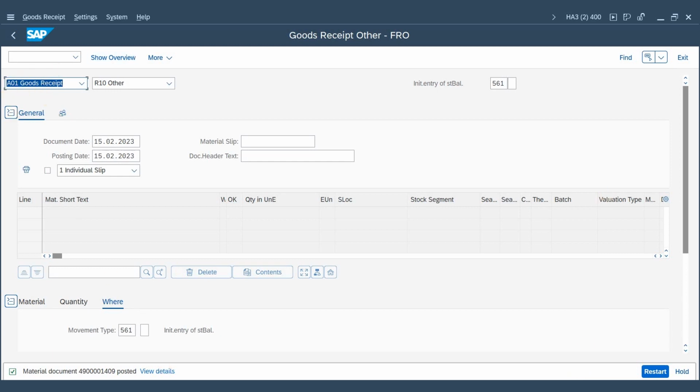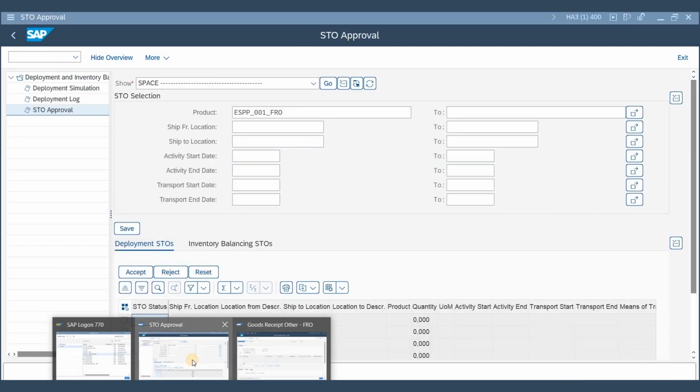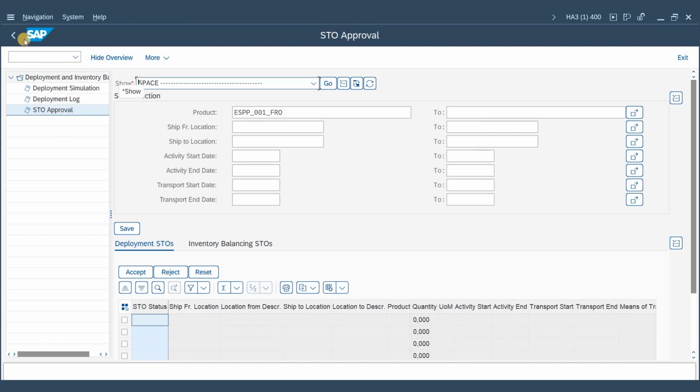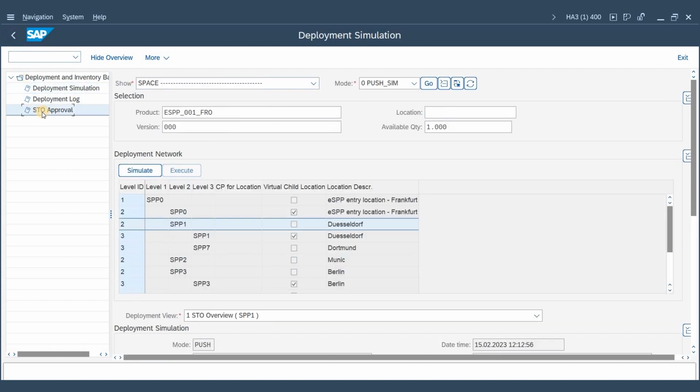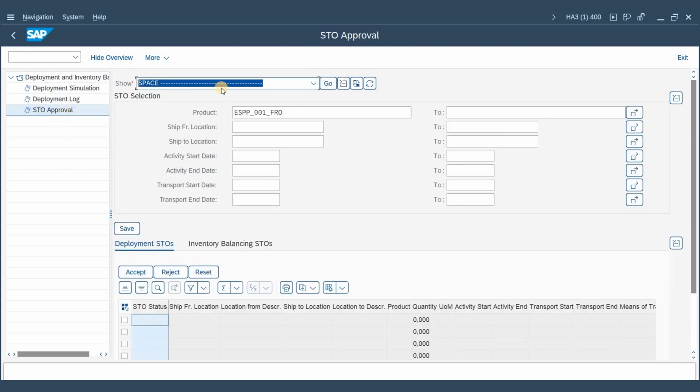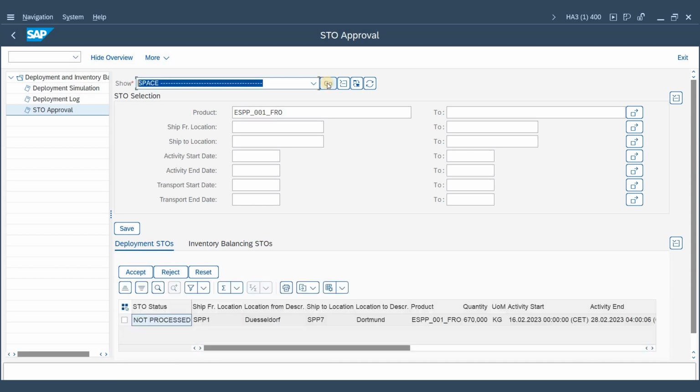Okay, now let's go back to our deployment UI, and maybe we are now loading again the data for our test product. And now we see that exactly the stock transfer that we have seen in the simulation has been created right now.